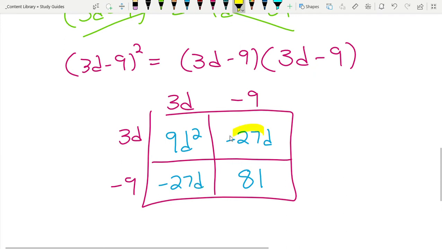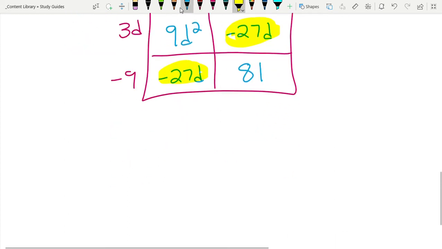So now let's put together our like terms. A negative 27 and a negative 27 make a negative 54d. Then your plus 81, and then your 9d squared at the very beginning.